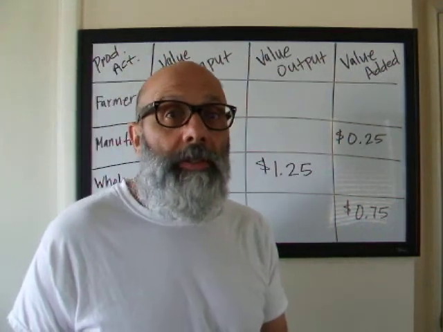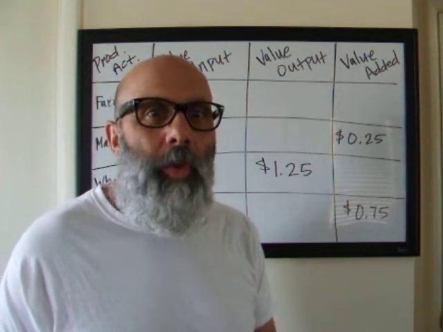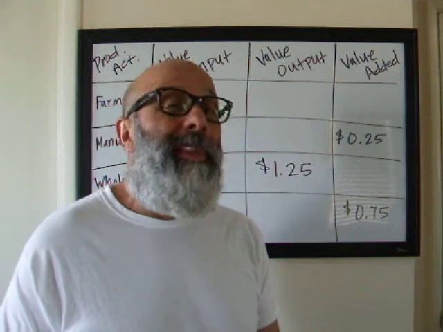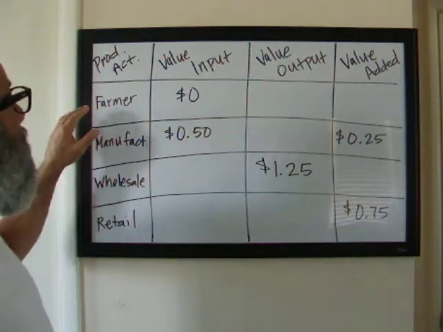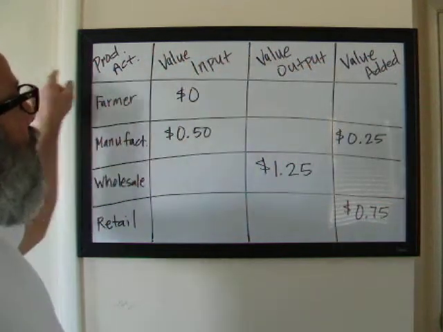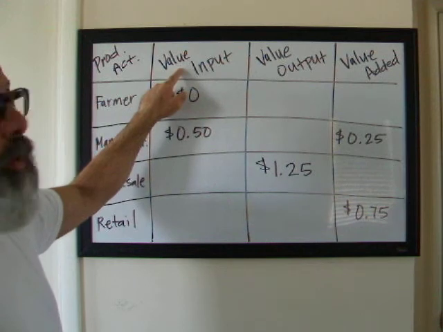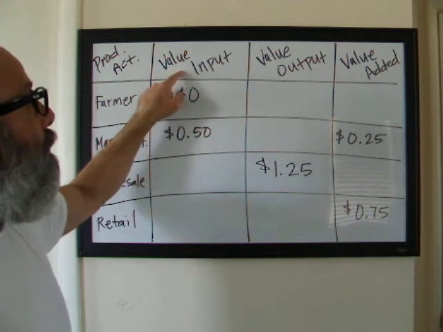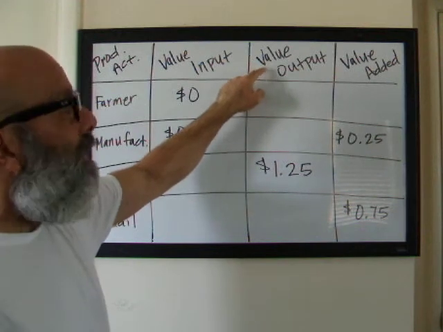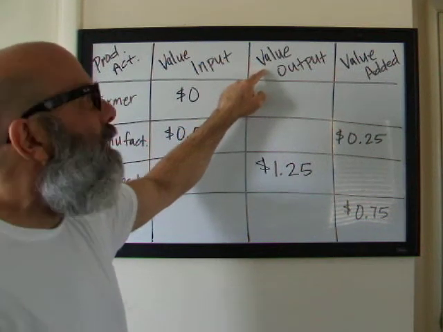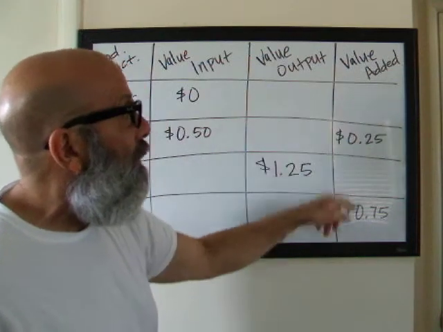GDP is an accounting system, and in any accounting system, you never want to count anything twice, but you want to make sure that you're counting everything once. So let's look at what we've got here to explain it. Going across on this heading row, we've got the production activity, the value of the input, that's going to be the value of the factors of production, the value of the output, that's going to be its value at some intermediate stage, and then the value that was added at each stage of production.